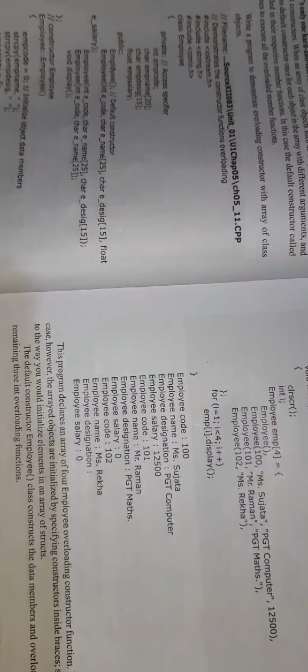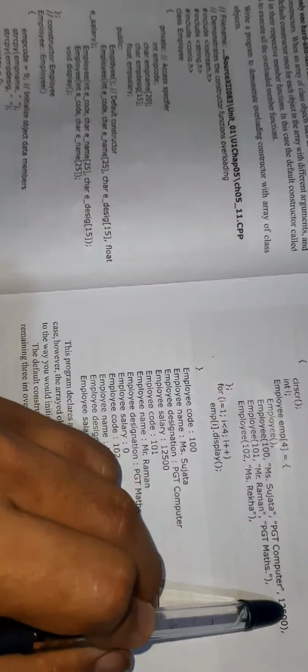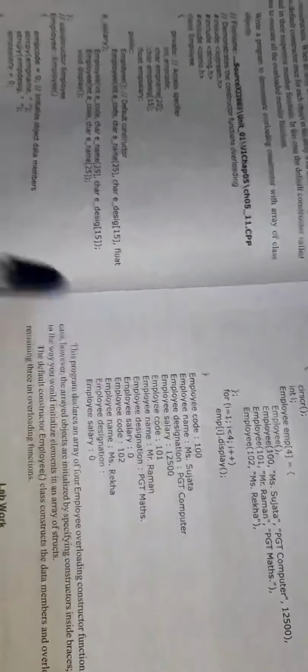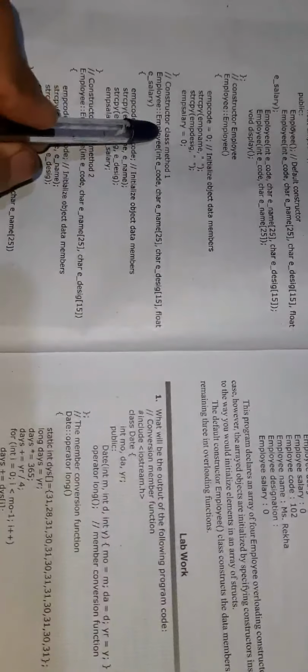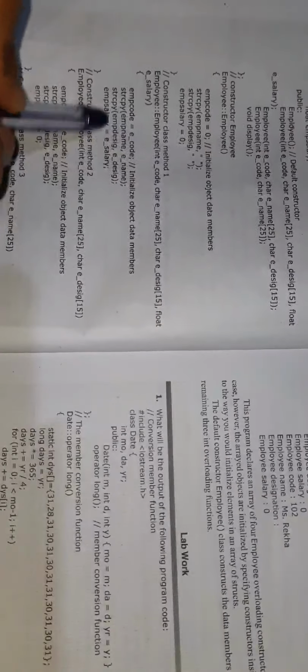So in the second case, the parameterized constructor gets called. Which parameterized constructor? There are 3 parameterized constructors. The one that gets called has 4 parameters, or 4 variables, to accept these 4 values. That's why class method 1 gets called, and it stores all the 4 values.